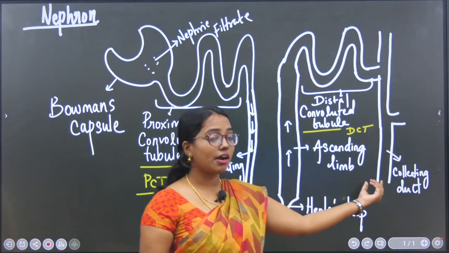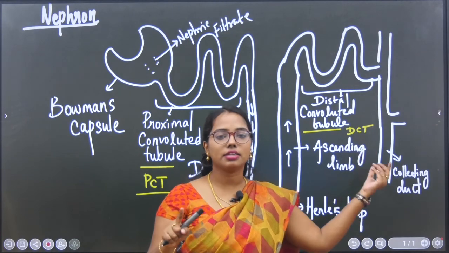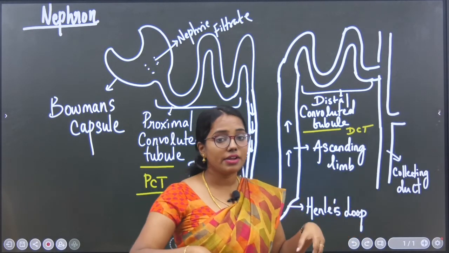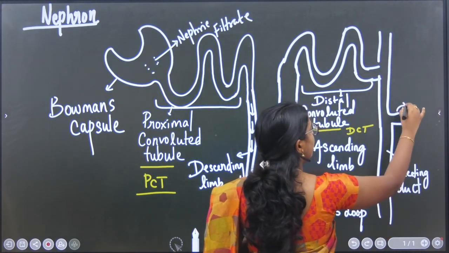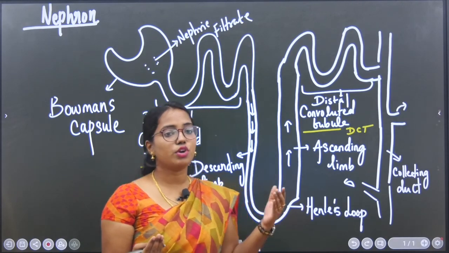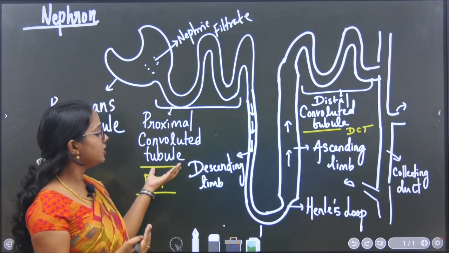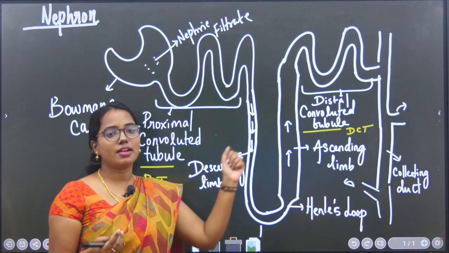The collecting duct will collect the nephric filtrate not only from one nephron, it collects nephric filtrate from many nephrons. That's why the structure is given here. So this can be one nephron, this can be another nephron, like that it can collect from many nephrons. So what are the structures? Bowman's capsule, PCT, Henle's loop, distal convoluted tubule and collecting duct.